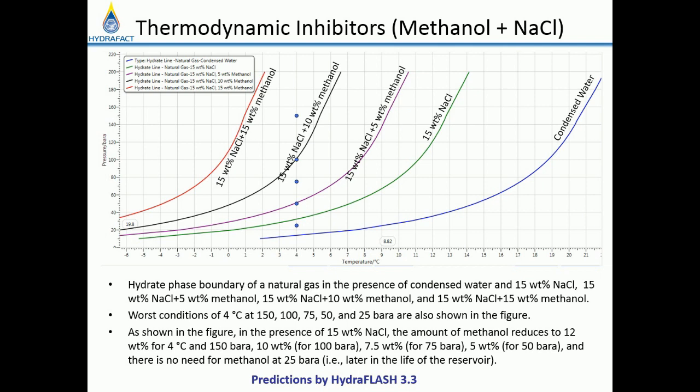Now, injecting too much inhibitor can result in salt coming out of solution. So we could have a salting out problem, but it can also have other problems, for example, product contamination. For example, the presence of methanol in the condensate, as well as handling, pumping, and storing large quantities of methanol.